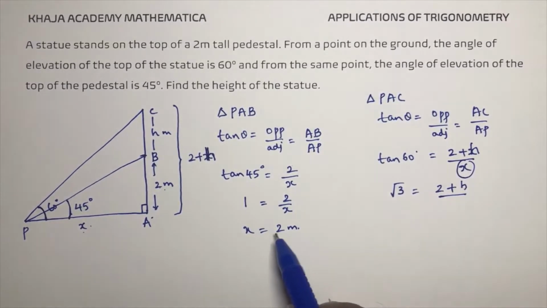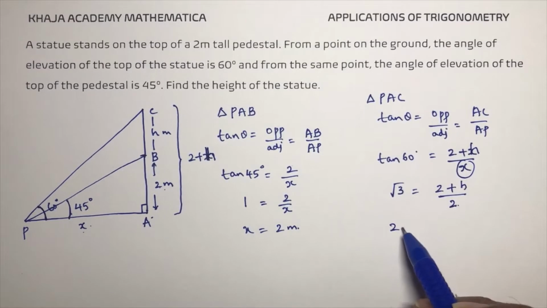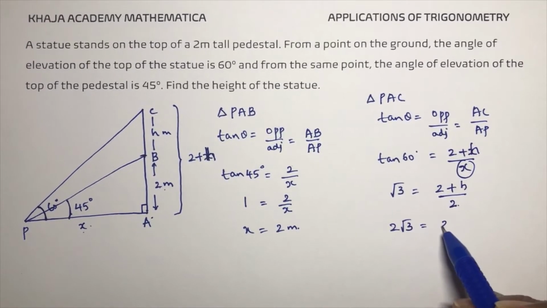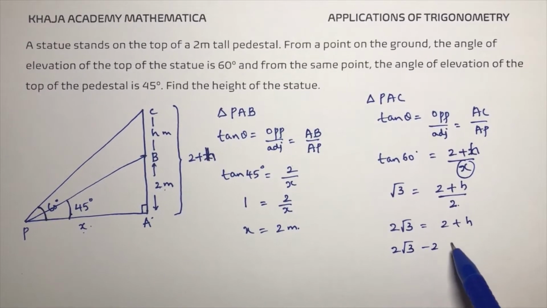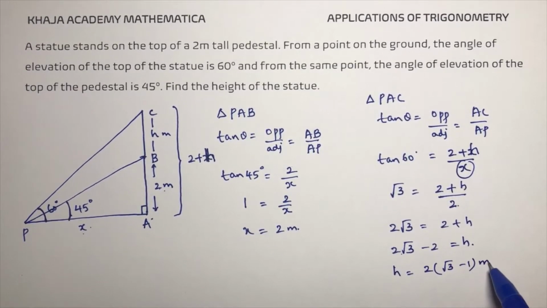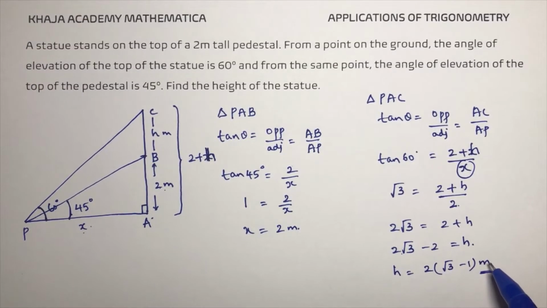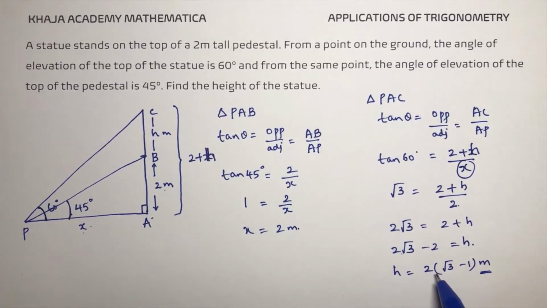But x value already you got 2 meters, so substitute here 2. So cross multiply. 2 root 3 equals 2 plus h. So 2 root 3 minus 2 equals h. You can take 2 common. H equals, if you take 2 common, you will get root 3 minus 1 meters. This is the answer. If in the problem they give the value of root 3, then substitute. Otherwise the height of the statue is 2 into root 3 minus 1 meters.